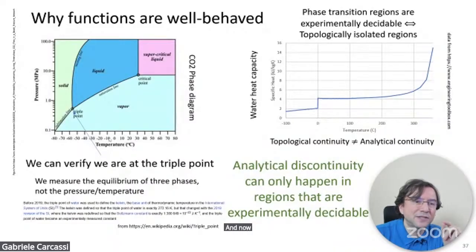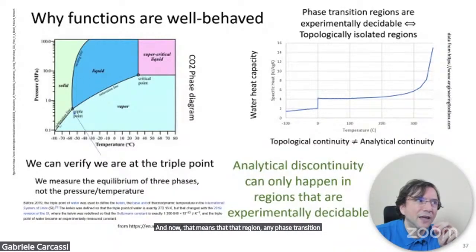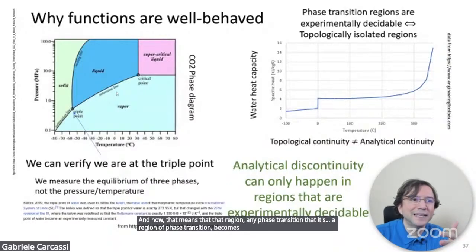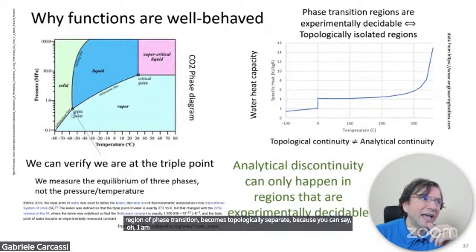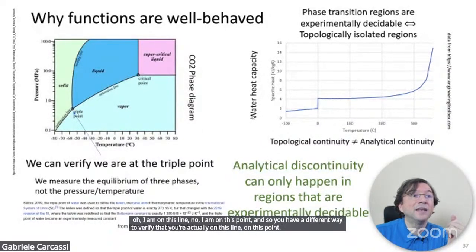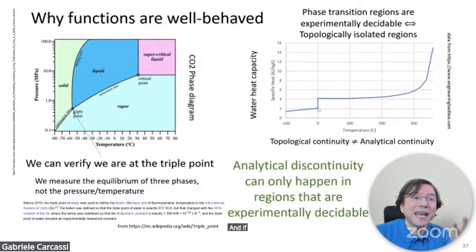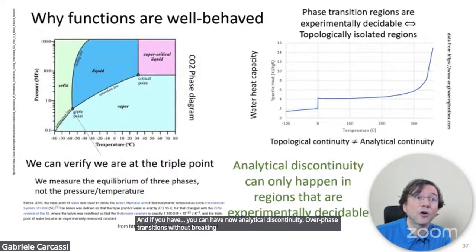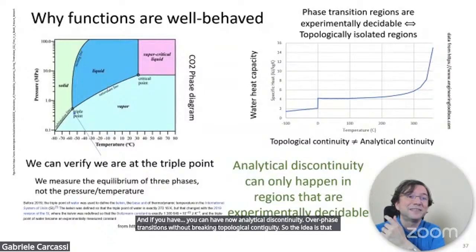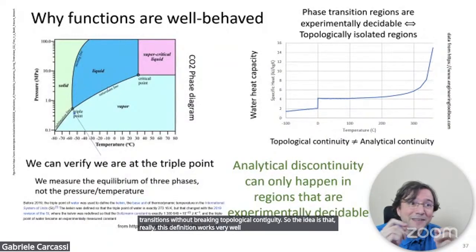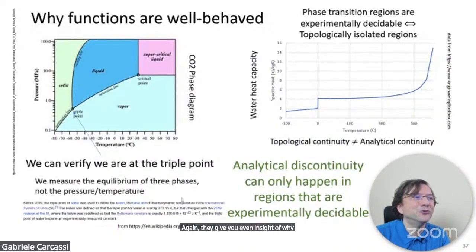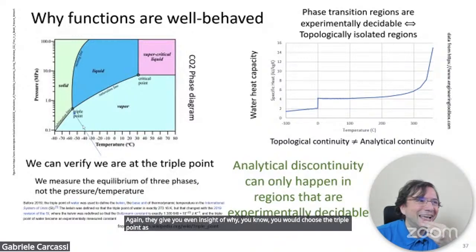And now that means that the region of phase transition becomes topologically separate, because you can say, I am on this line, or I am on this point, and so on. You have a different way to verify that you're actually on this line or this point. And now you can have analytical discontinuity over phase transitions without breaking topological continuity. So the idea is that this definition works very well even in these extreme cases, and it even gives you insight into why you would choose the triple point as a starting point for defining temperature and so on.